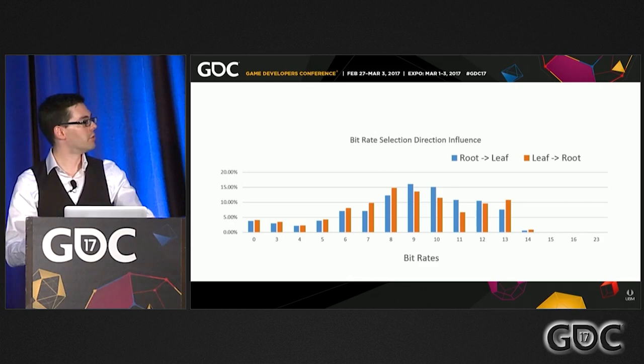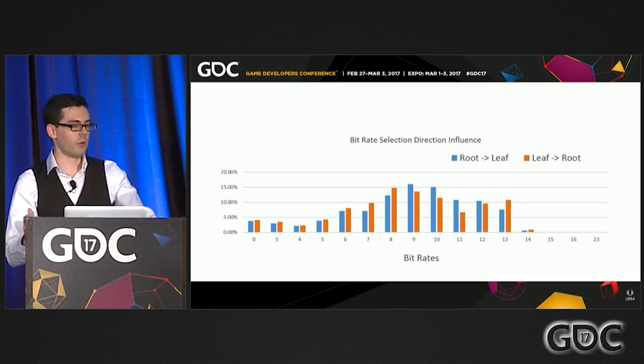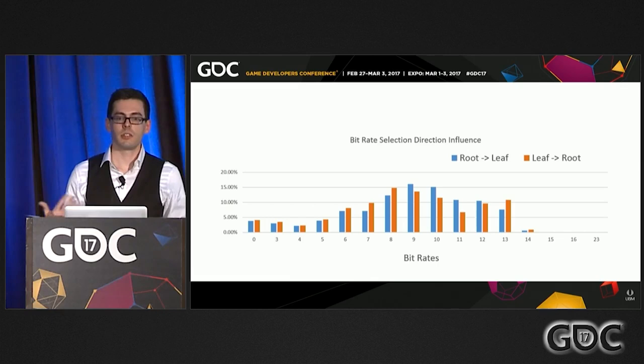Originally, when I wrote the algorithm, I started at the root going towards the leaves, and it seemed like a sensible choice to me. And then as I was generating the slide, I wondered, would the distribution look really different if I flipped the loop and went the other way around? And it turned out that it did. And we can see on the far left that in orange, by starting with the children first, we have a larger incidence of lower bit rates, 0, 3, 4, up to 8, we have much more of them. And this makes sense conceptually because we have more children than we have parents.